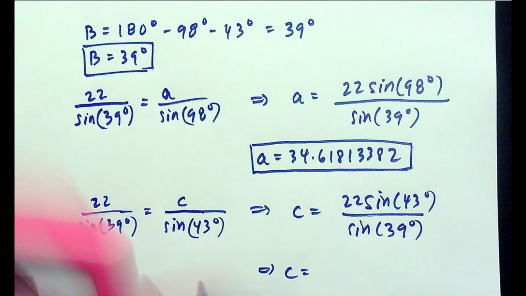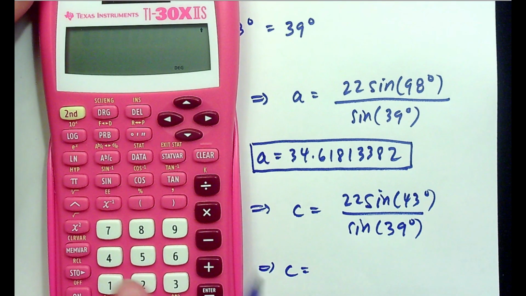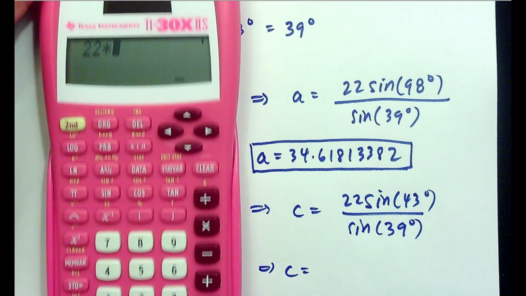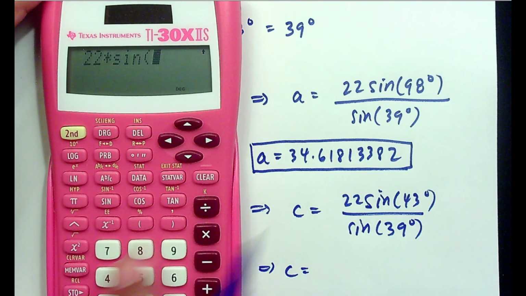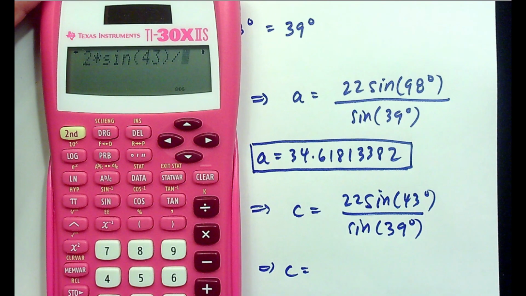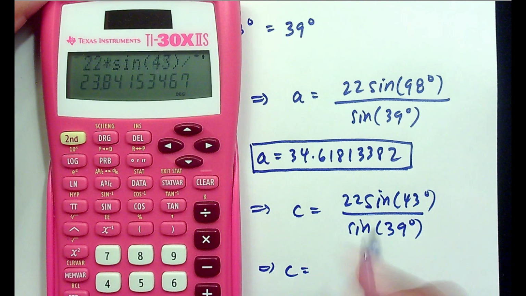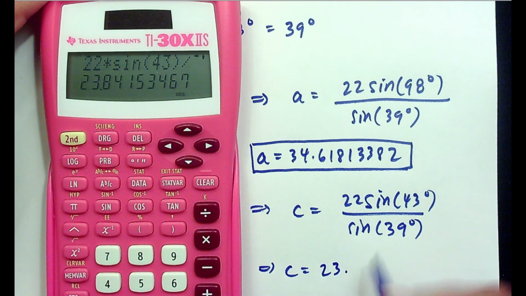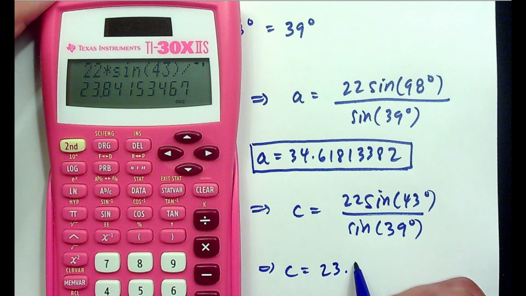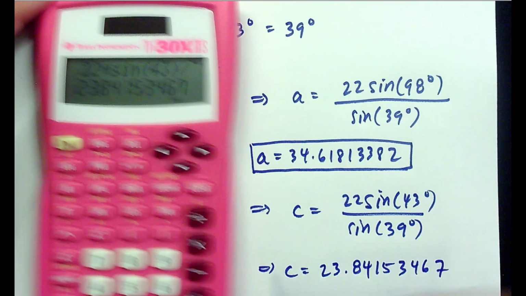Now we'll put it in the calculator and see what we get. 22 times sine of 43 divided by sine of 39. This is 23.84153467.